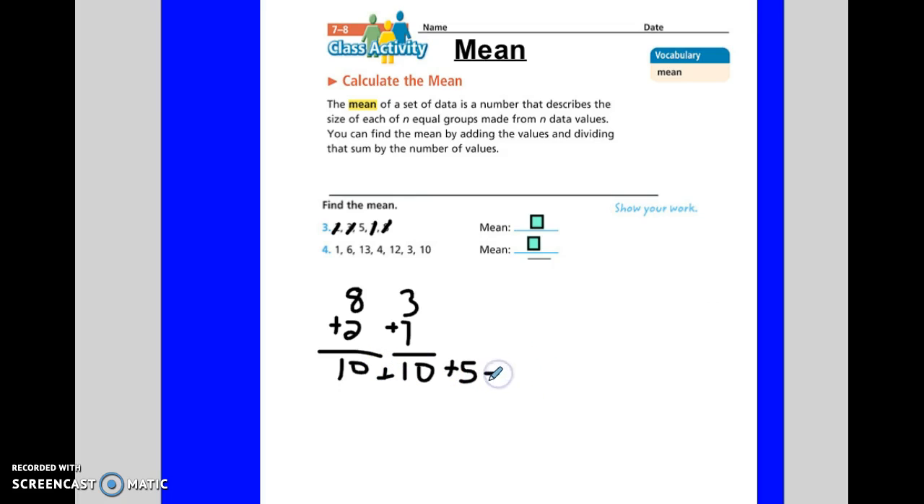Now we're not done, because in order to find the mean, you have to divide by the number of numbers that there were in the set. So I'm going to count my numbers. I had 1, 2, 3, 4, 5. So I'm going to divide the total of all the numbers by 5. And I know that 5 goes into 25 5 times. So my mean, or average, is 5. All right, let's go ahead and we'll try that on the next one.